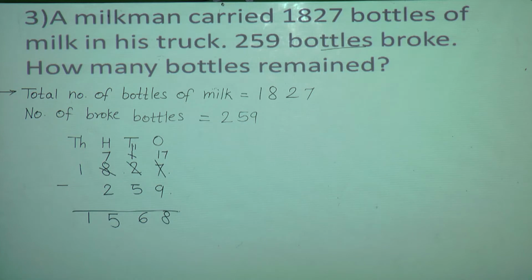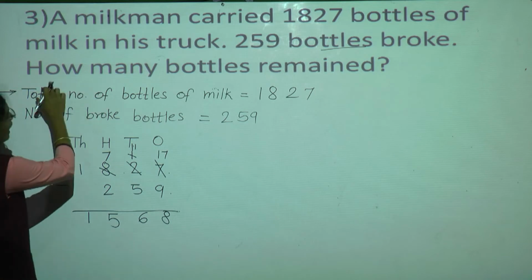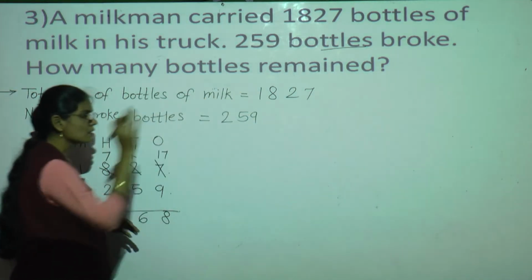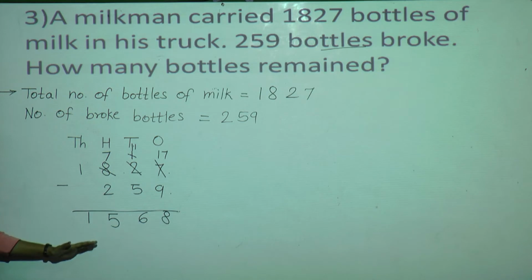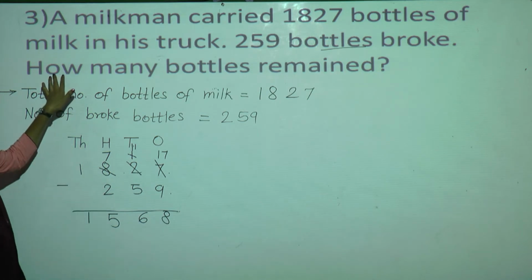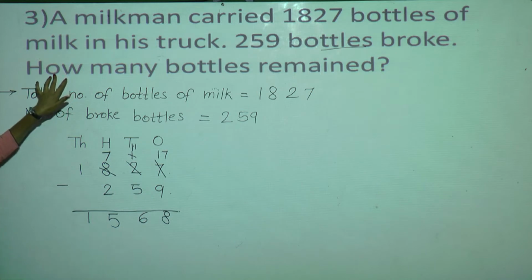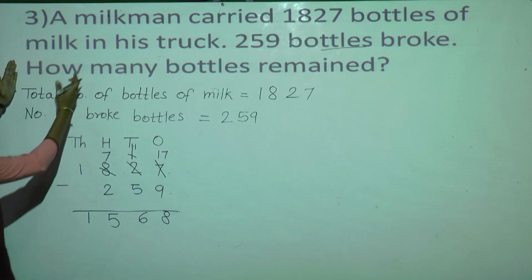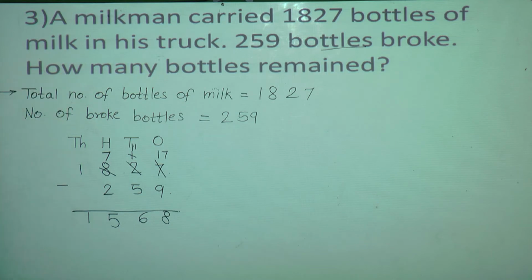So what will be the answer? The answer is 1568. So how will you write? Just see the question, how many bottles remain? See students, while writing the answer in the sentence, just keep one thing in your mind, everything is there in the question. You have to remove this question part, this word how many, and instead of this word put the answer.